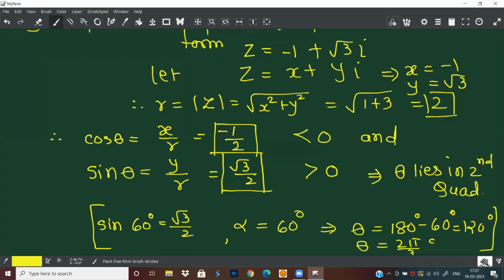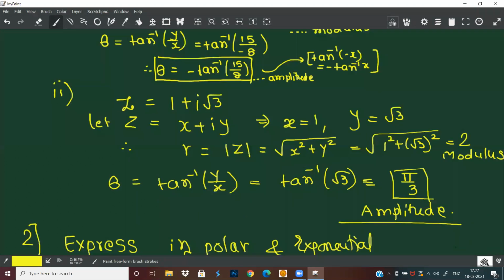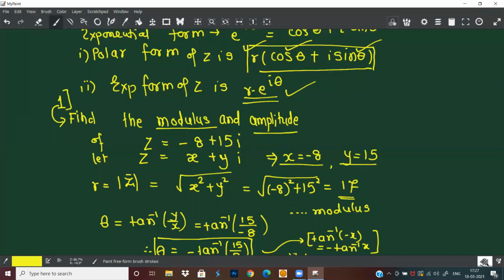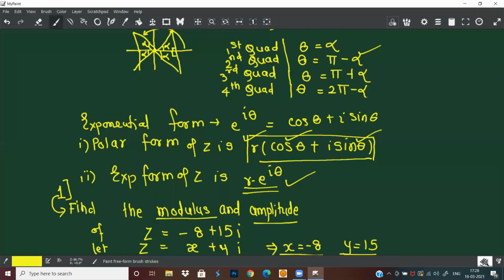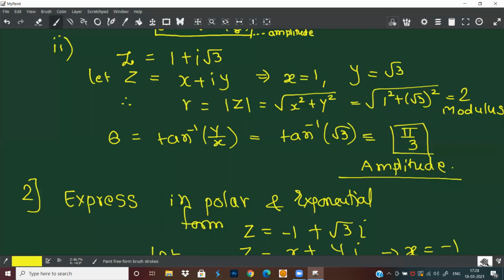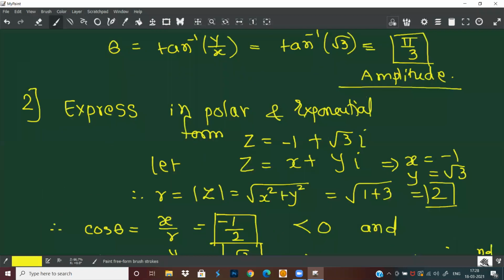Understood? All of you. I gave you first quadrant, second quadrant, third quadrant, fourth quadrant. Remember? Look, we wrote it here. Look, in the second quadrant it is pi minus alpha. Okay. So my theta came out as 120, which is 2π/3.